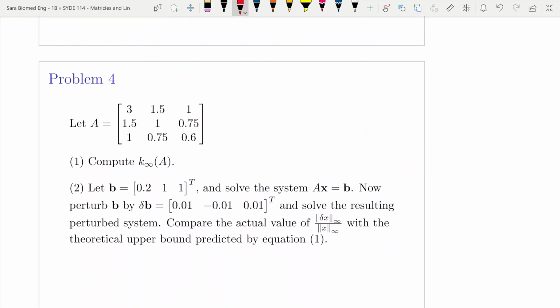Infinity, row or column? 1 is column, so this is row. Infinity's row. Yep.